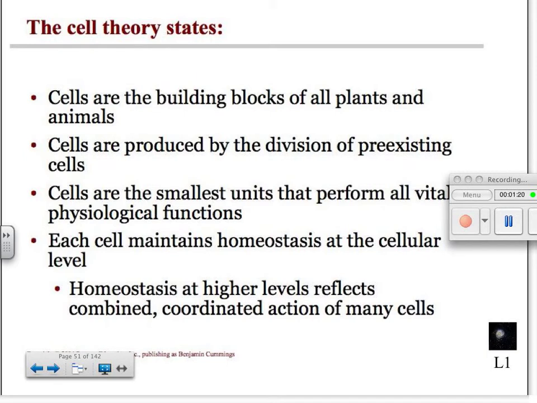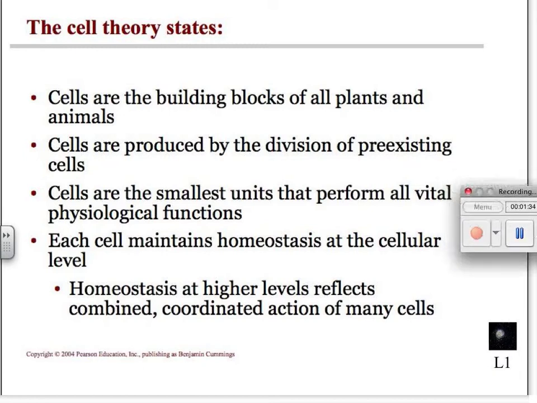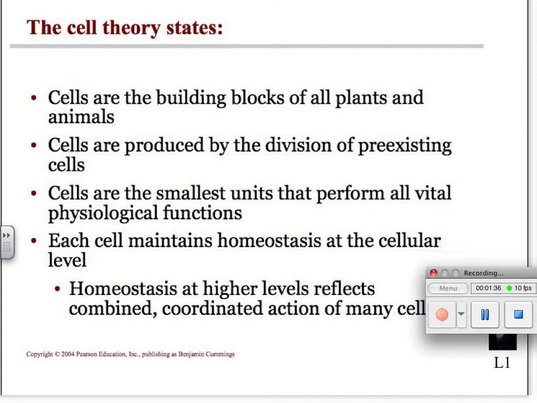Cells are produced by the division of pre-existing cells, so a cell always comes from another cell. Science has yet to make a cell from nothing. In fact, that is so far away that only God can do it. Cells are the smallest units that perform all vital physiological functions. So they're the smallest unit that can live.